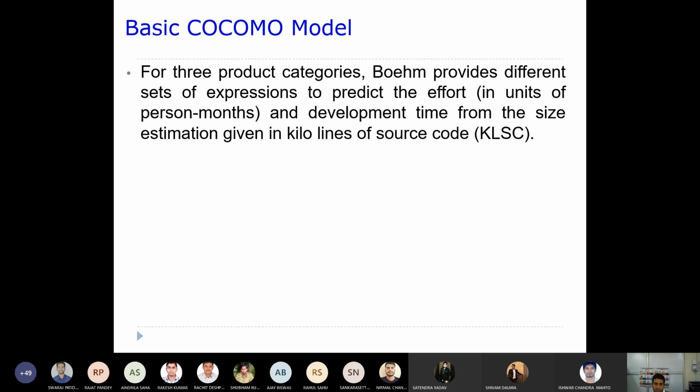That means in units of person-months. We'll talk about what that person-month is. As well as that, he gives expressions for development time, I mean how much time is required for that particular project if the project size is given in KLOC, kilo lines of source code.